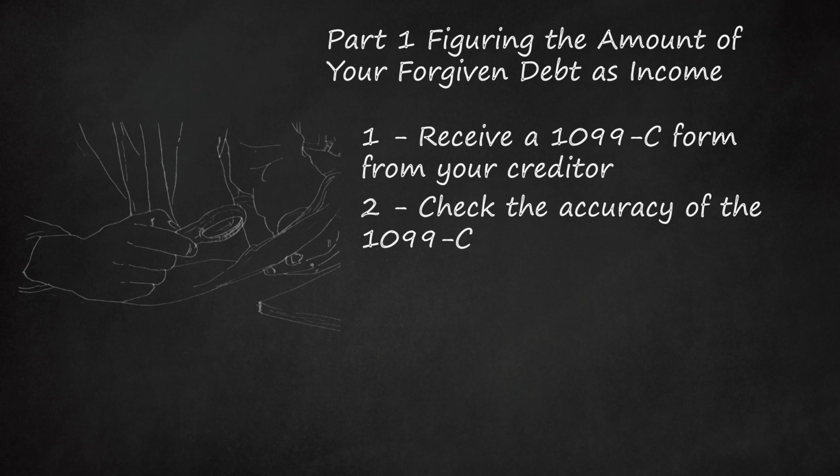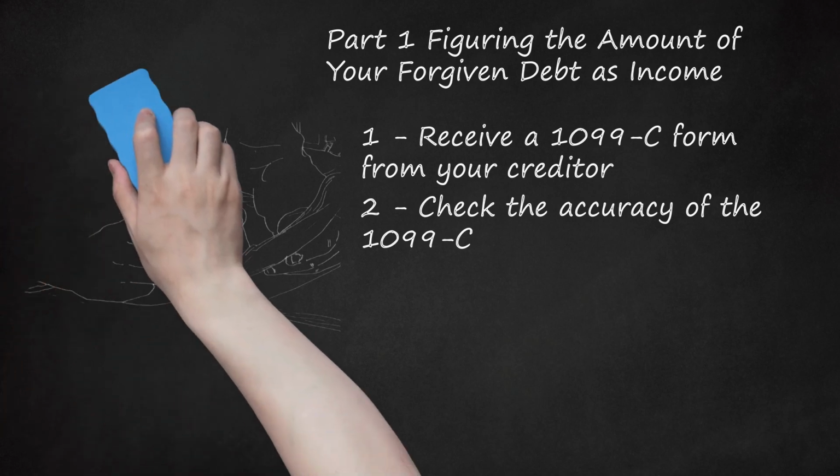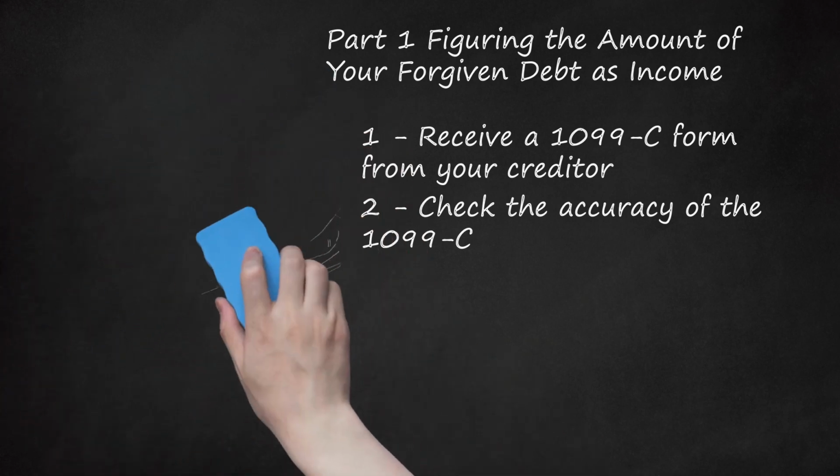If the creditor is continuing to try to collect from you, then the 1099-C form is premature. You need to contact the creditor to resolve this problem. In this situation, the creditor should either withdraw the 1099-C or give you a signed statement that makes clear that the debt is forgiven.